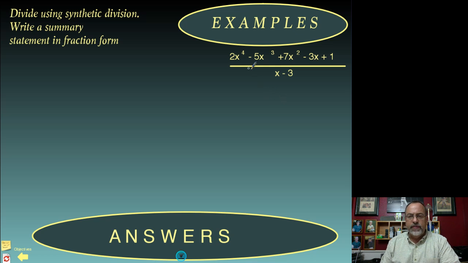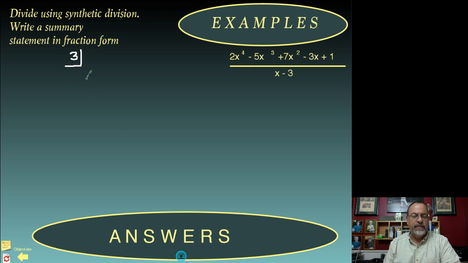For our first example here, we have 2x to the fourth minus 5x cubed plus 7x squared minus 3x plus 1 divided by x minus 3. So the first thing we do is we want to use the zero. So we need to know what makes this zero. That's the number 3. So that's the number that we're going to use in our dividing.